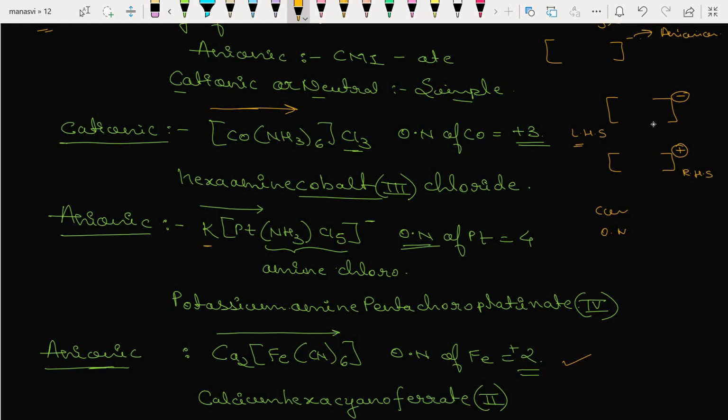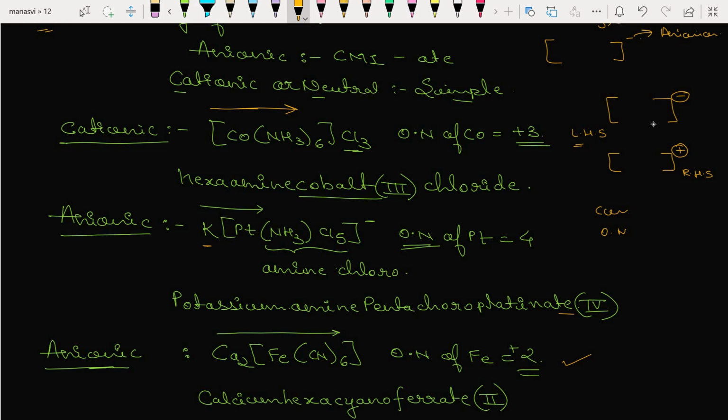First, potassium is there, so potassium. Then when you write the IUPAC nomenclature, when you go inside the coordination sphere, first write the name of the ligands. Now there are 2 ligands present, amine and chloro. Write the names in alphabetical order. Hence, potassium amine pentachloro platinate.